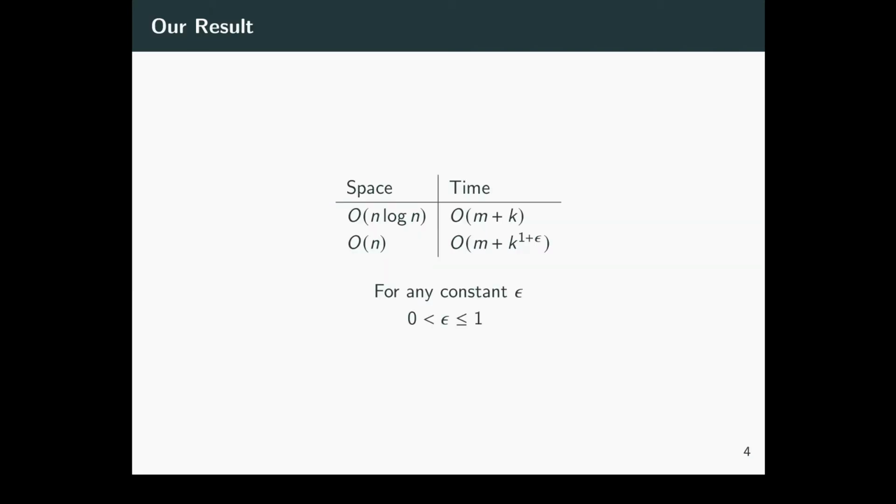So, what are our results? Well, we provide two trade-offs. Firstly, we provide a trade-off with optimal query time, that is O of m plus k. Here m is the length of the pattern, and it uses O of n log n space. We also provide a linear space trade-off that instead uses O of m plus k to the 1 plus epsilon, where epsilon is any constant between 0 and 1.